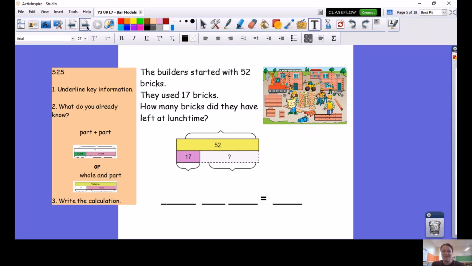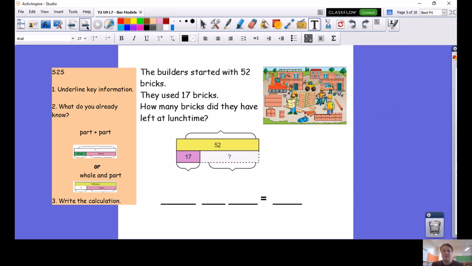So today, as I said, we're doing the same as yesterday, but we're just going to be using numbers where we have to regroup and exchange. Now, we did this before you left school before Christmas, but we didn't do it in very much detail, so we're going to have another lesson on it now. Looking at this automatically, I don't even need to read the question. Of course I will, but I can see that I've got the whole and one of the parts. If I've got the whole and one of the parts, I know it is a subtraction question.